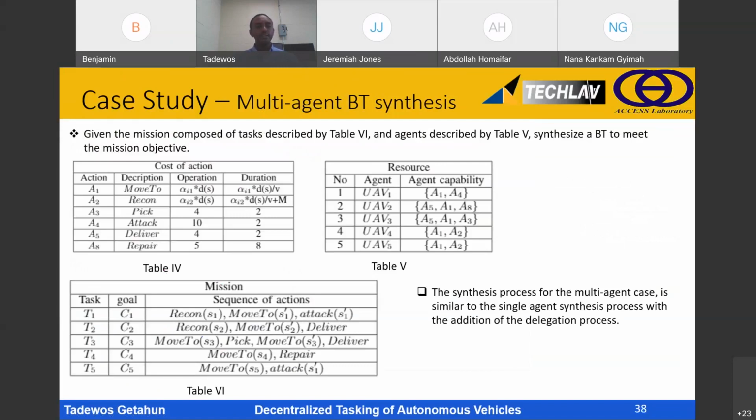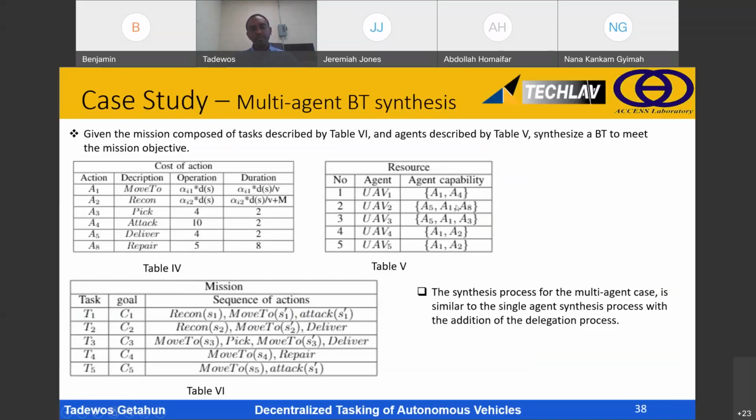That was for the single agent case. For the multiple agent case, given the mission composed of tasks described by table 4, we have the task table 5. We have task 1, task 2, task 3, task 4, and task 5. And we have resources or agents, UAV1, UAV2, UAV3, UAV4, and a bank of actions: move to, reconnaissance, pick, attack, deliver, and repair. For the move to and reconnaissance actions, the cost is a function of distance, but for the others, to simplify, the operation and duration costs are constant.